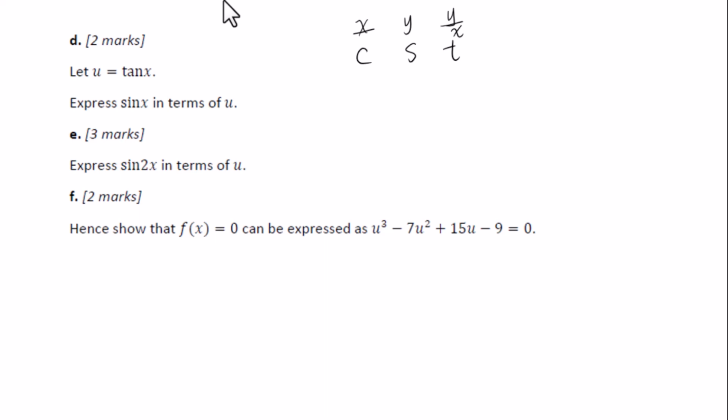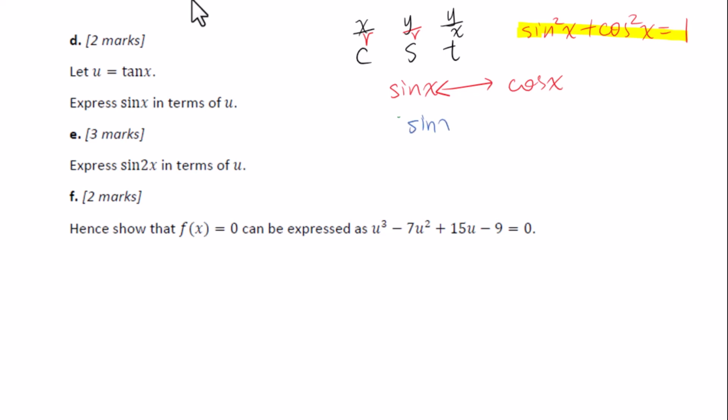We can use x over r for cosine, y over r for sine. The relationship between sine x and cosine x is sine squared x plus cosine squared x equals 1. In other words, sine x equals plus or minus the square root of 1 minus cosine squared x. Cosine x equals plus or minus the square root of 1 minus sine squared x.